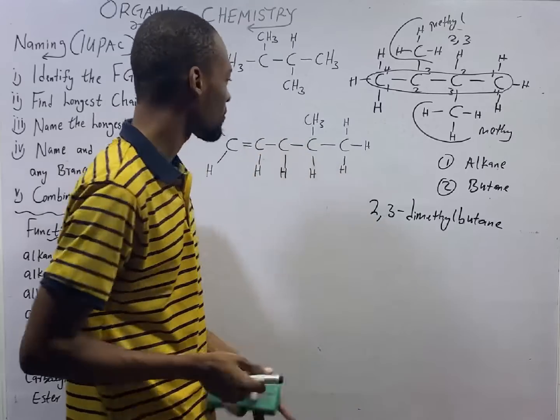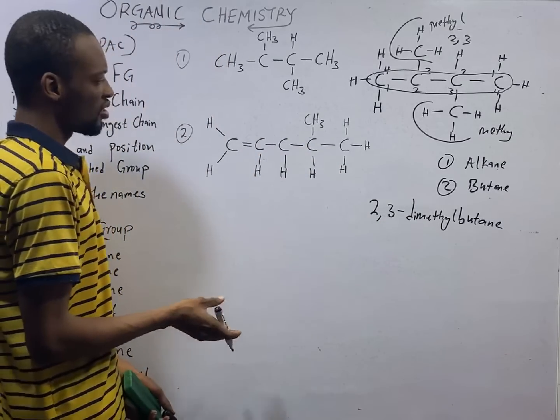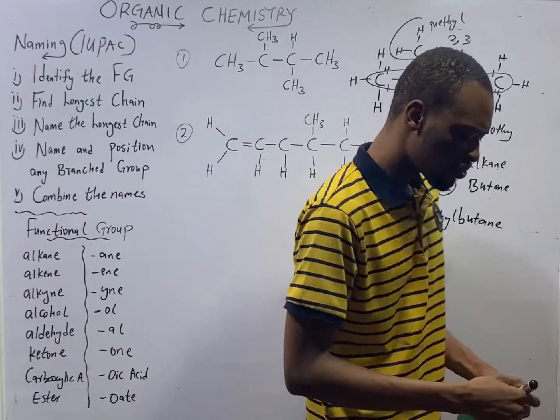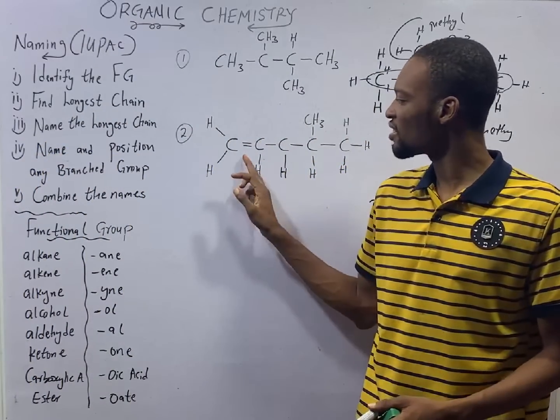2,3 dimethyl butane. Nothing to see there. Now let's see this guy. Identify the functional group. The meaningful functional group you can see here is double bond.